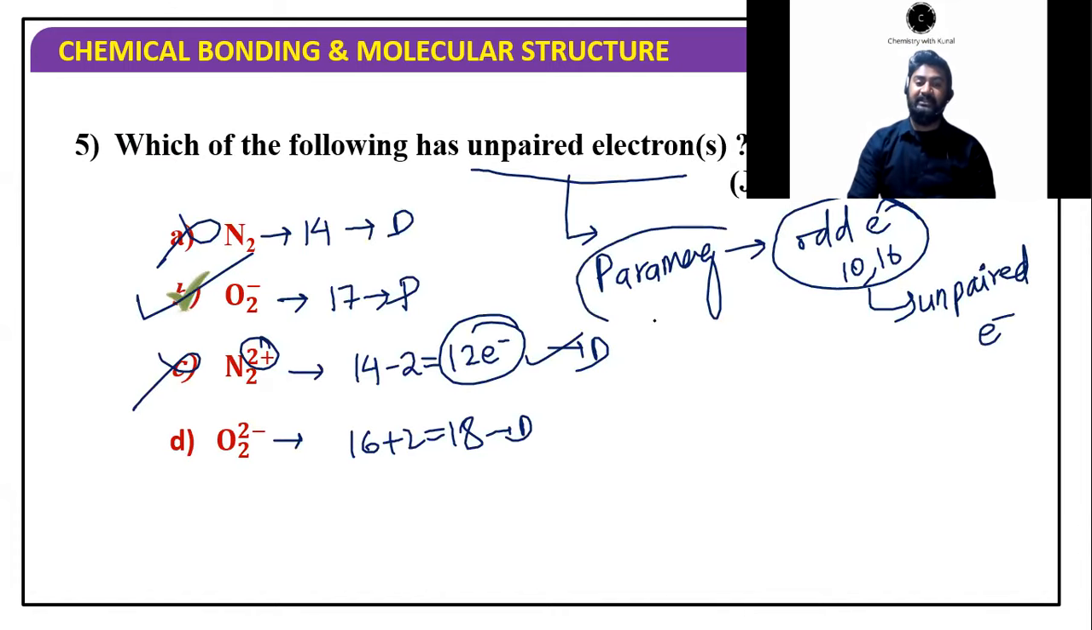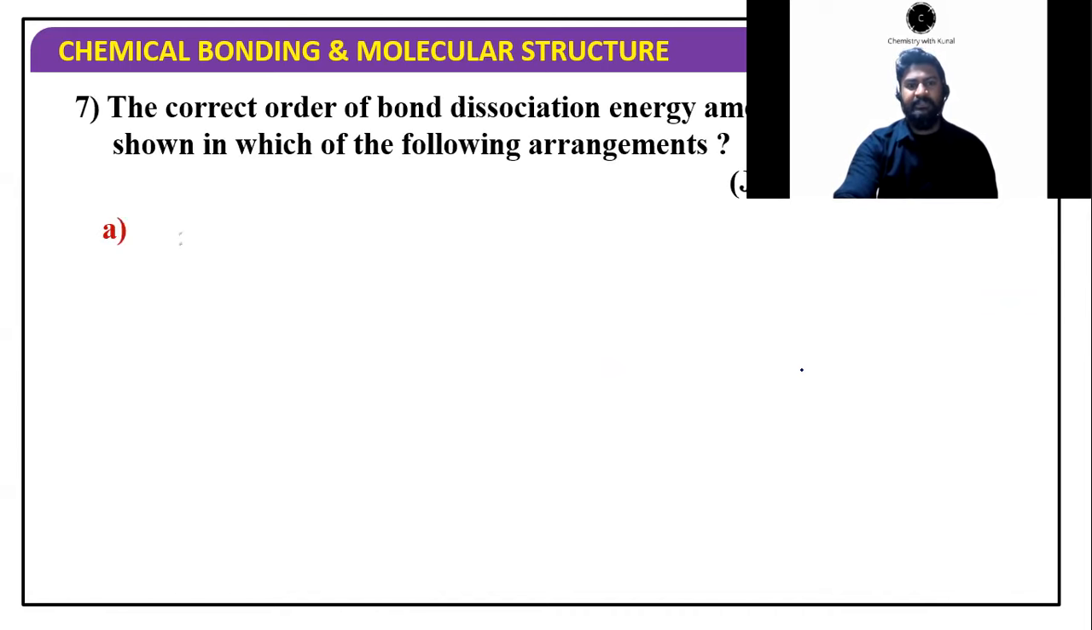This is a concept I mentioned in the last video. Again, link is on the top. Paramagnetic contains an odd number of electrons, or 10 or 16. Then they are paramagnetic, and as they are paramagnetic, they must contain unpaired electrons. Simple. Okay, moving on to the next question.